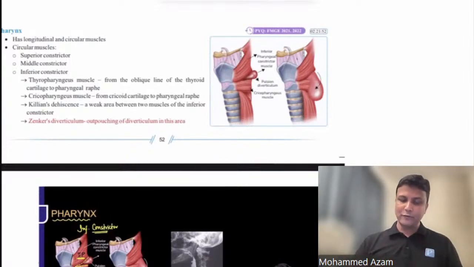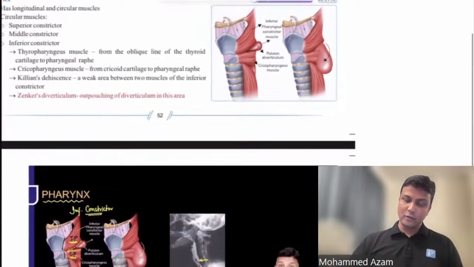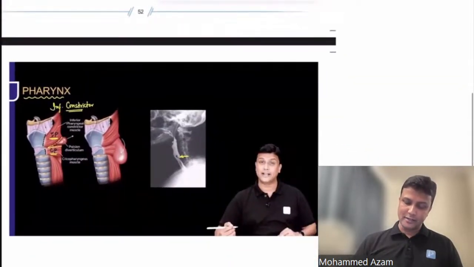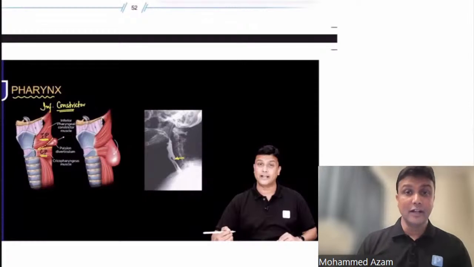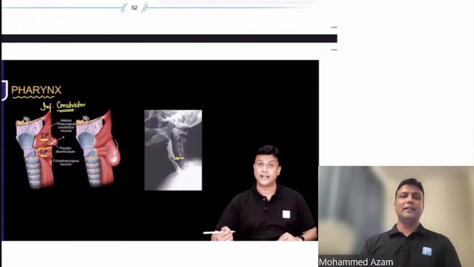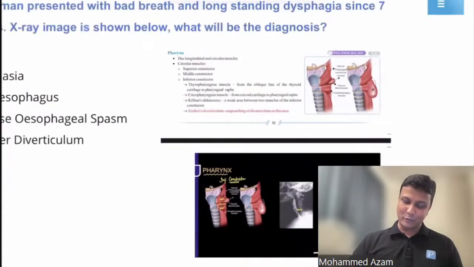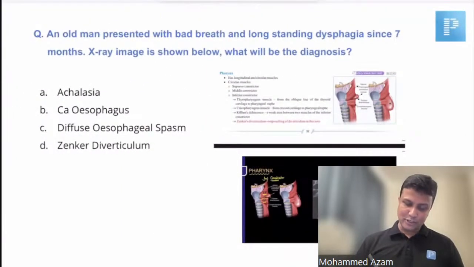Now, between the thyropharyngeus and cricopharyngeus, you will find an area of weakness, and that weak area is from where the outpouching is formed. That will be the Zenker's diverticulum. That weak area is referred to as the Killian's dehiscence. We have already discussed this, and of course, this question was asked in the INI-CET exam. So the answer for this question is Zenker's diverticulum, my dear friends.